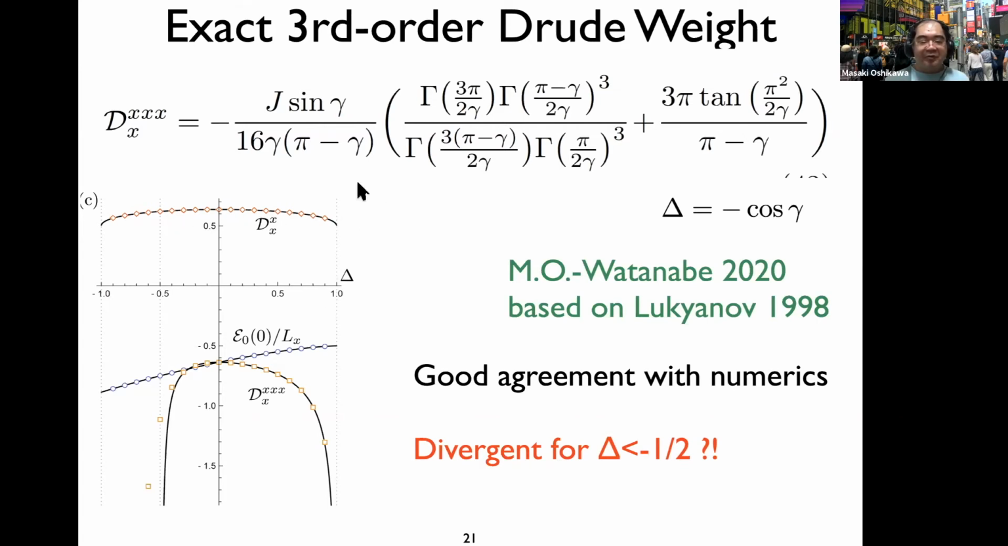We can also obtain the third order exact Drude weight based on a remarkable paper by Lukyanov, combining Bethe-Ansatz plus field theory, from 1998. We can extract this third order Drude weight formula, which is plotted here and agrees with the numerical result very well, which is nice. But actually, this exact curve shows a divergence near the anisotropy parameter delta equal to -1/2.